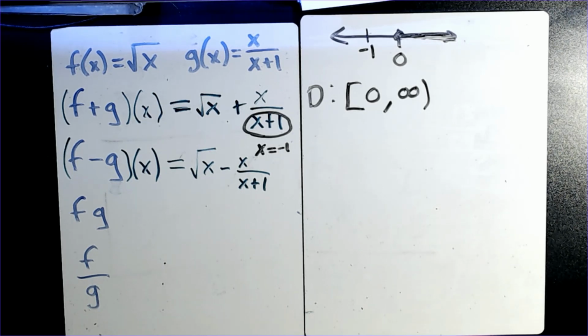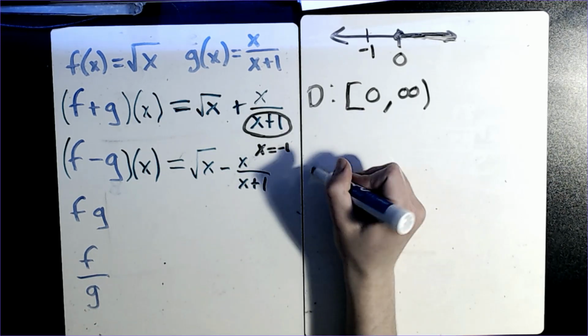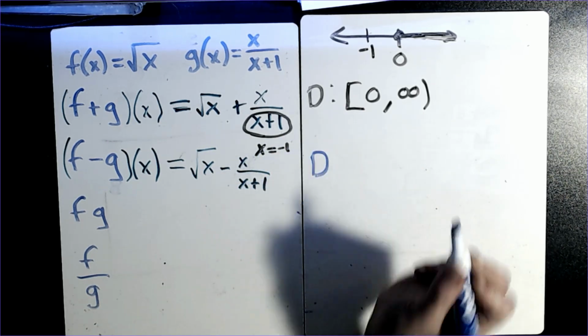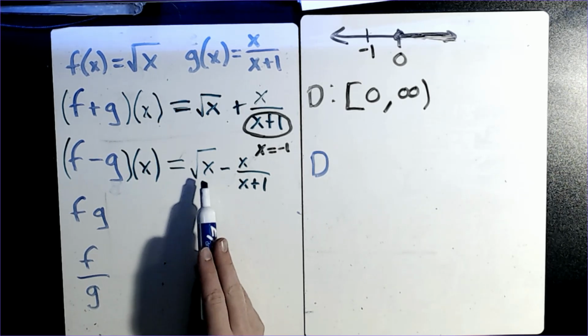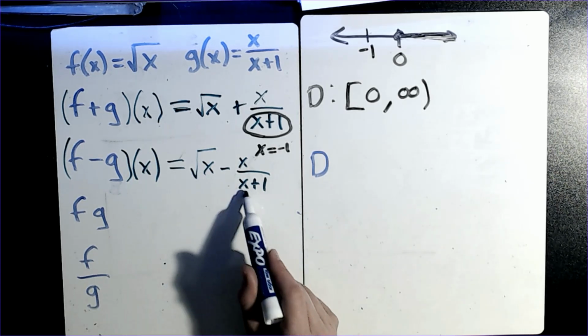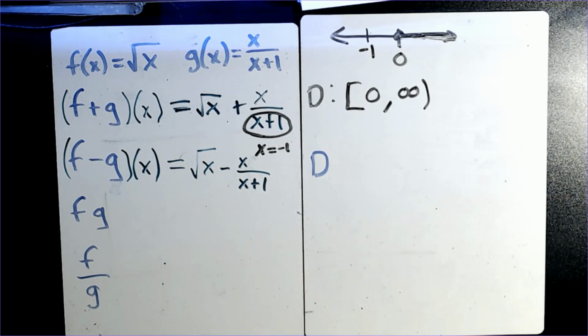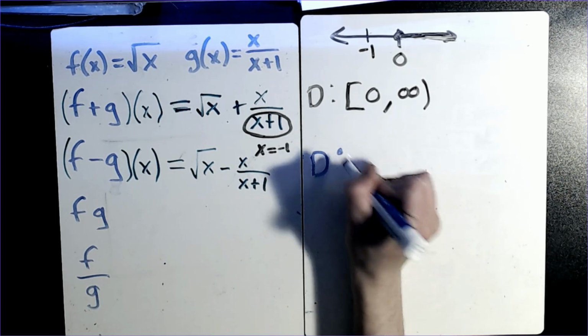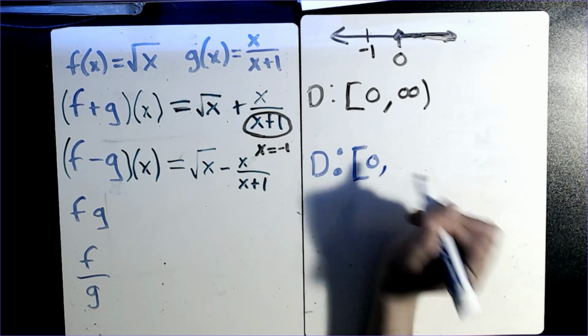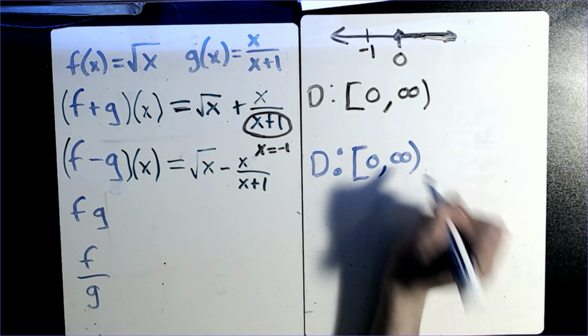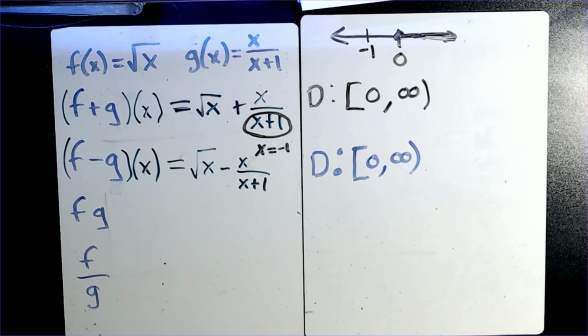What is the domain of the subtraction? Well, it turns out it's going to be exactly the same as what we just found. We still cannot have a negative, because that would take a square root of a negative. We still can't have -1 because that's in the denominator. Really, not a whole lot has changed in that function. So our domain is 0 to infinity.